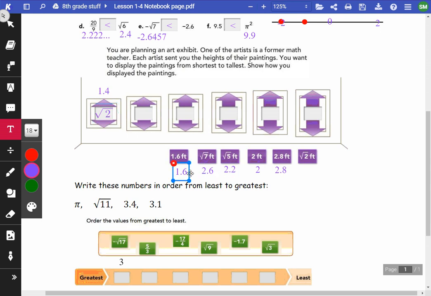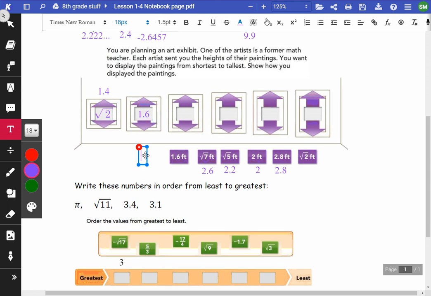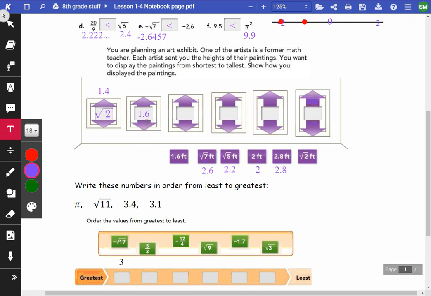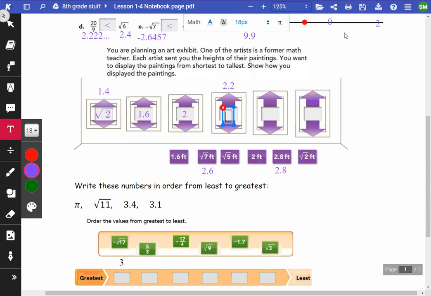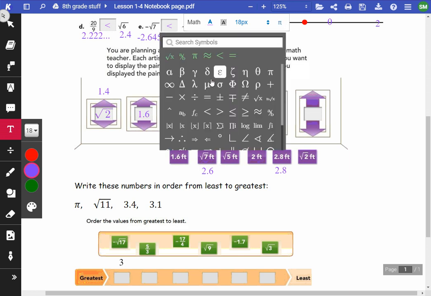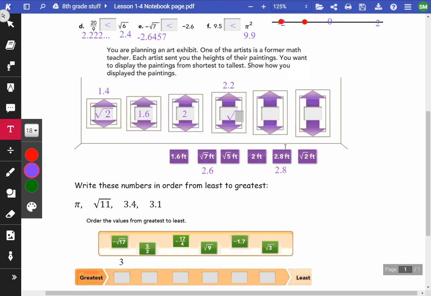Okay, next I'm going to do 1.6, which was actually the value that they gave me. So there we go. I'm going to just drop that one right in. What's next? Looks like we're into the 2's. This would be 2.0, so that's next. There's 2. Next would be 2.2, but that's not the number they gave me. That's the decimal approximation. That would be the square root of 5. So I'm going to put square root 5 in there.